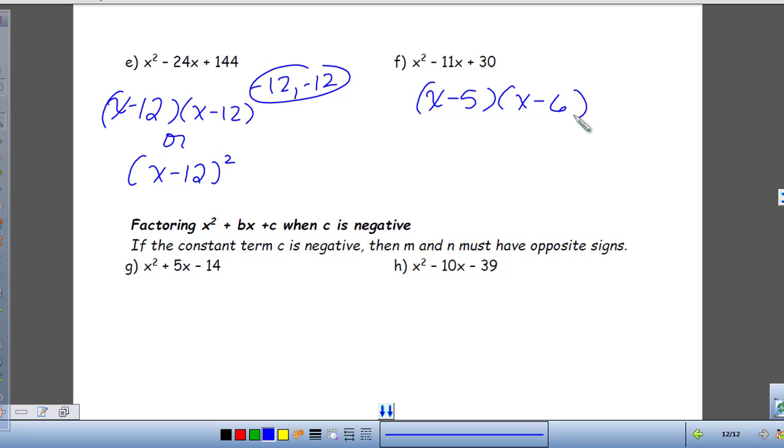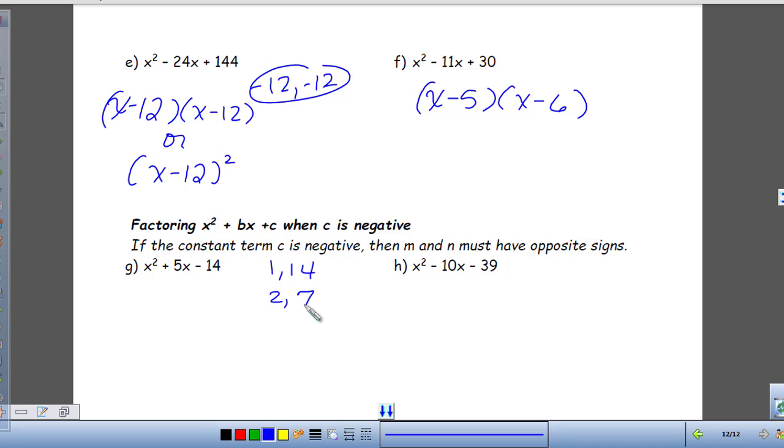Okay, if we're factoring x squared plus bx plus c and c is negative, then m and n have to have opposite signs. Okay, and the one with the larger absolute value will have the same sign as the middle term. Okay, so let's say we're looking at x squared plus 5x minus 14. Okay, we could do 1 and 14, where of course one of them has to be positive, one has to be negative, 2 and 7.